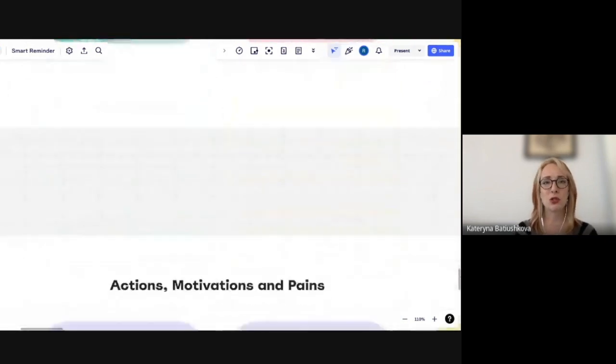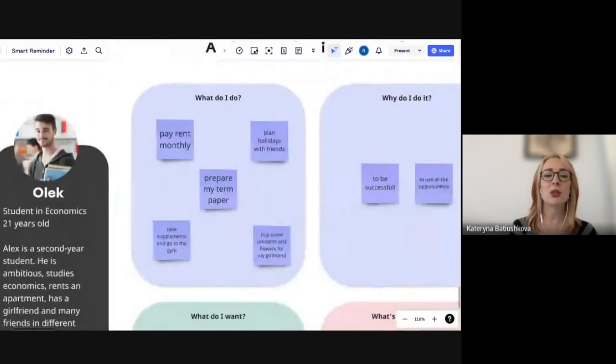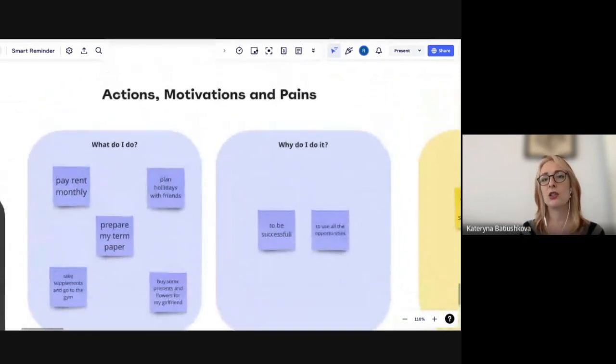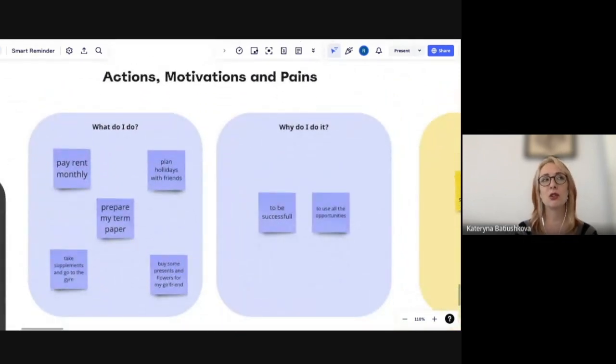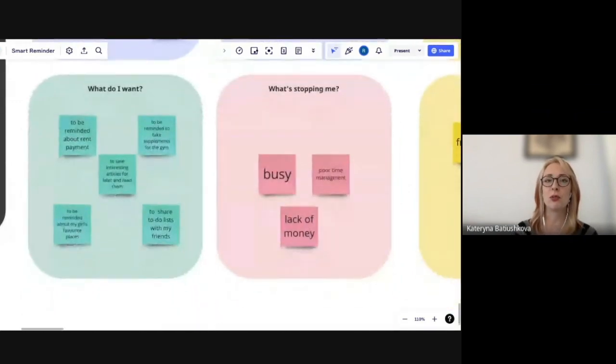When we talk about the student, he plans holidays with his friends and buys presents for his girlfriend. And he wants to be reminded about his girlfriend's and friends' favorite places and to have the same to-do list with his friends. But lack of time and money demotivate him.